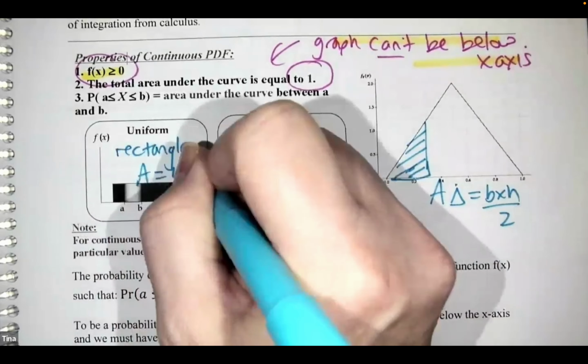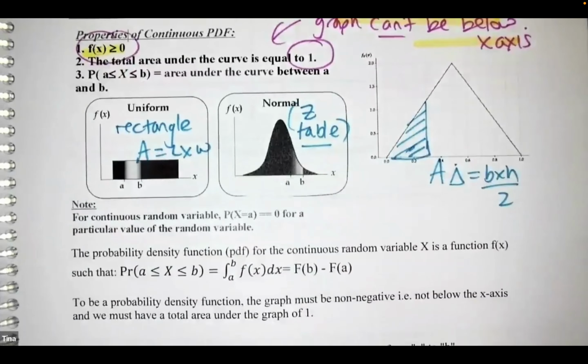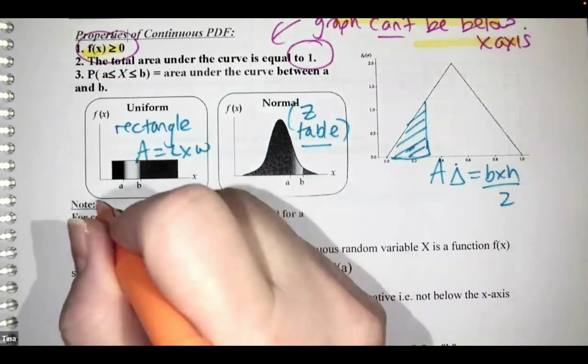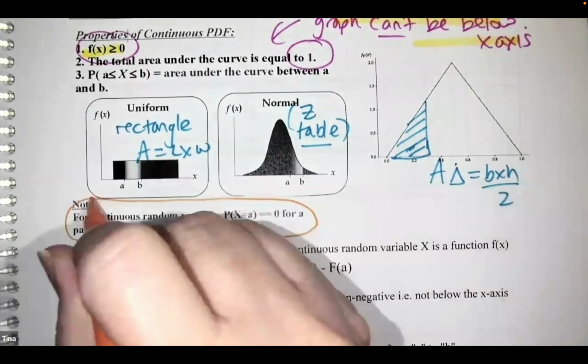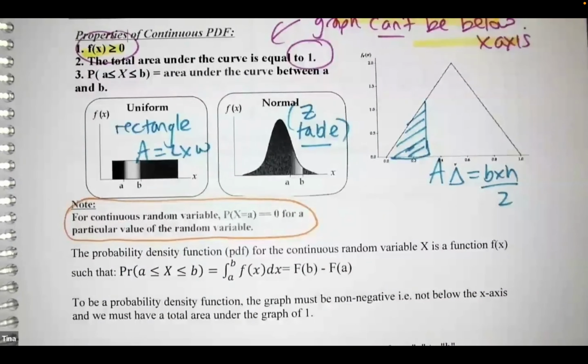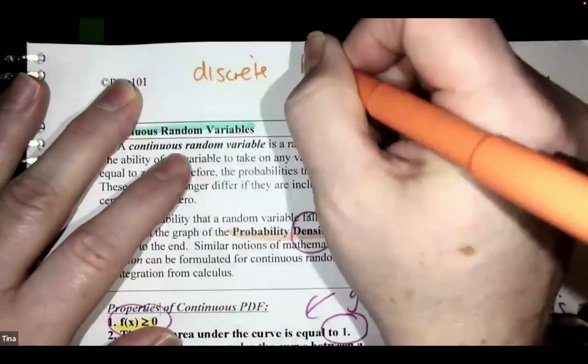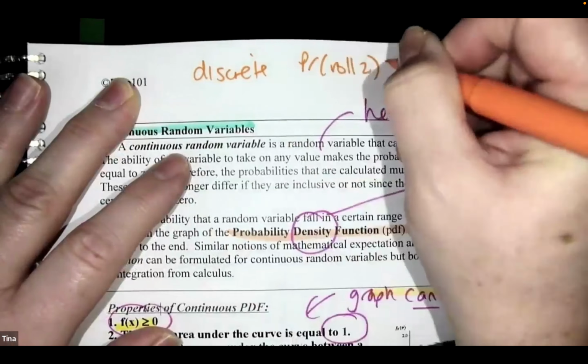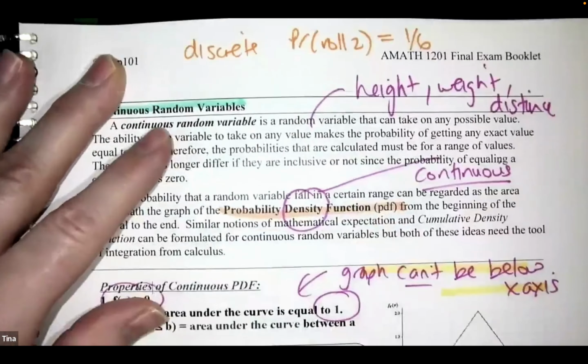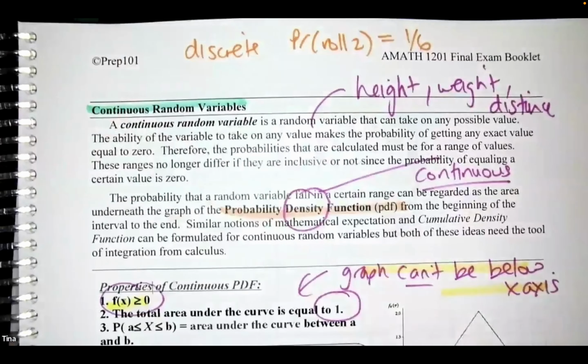Area of a rectangle, we all remember, is length times width. These areas, we would have a table to look them up, okay? Keep in mind, for a discrete random variable like a die, the probability of rolling a 2 is 1/6, right? That's discrete. We can find the probability of rolling a 2 is just one case. There's 1, 2 out of 6 numbers.